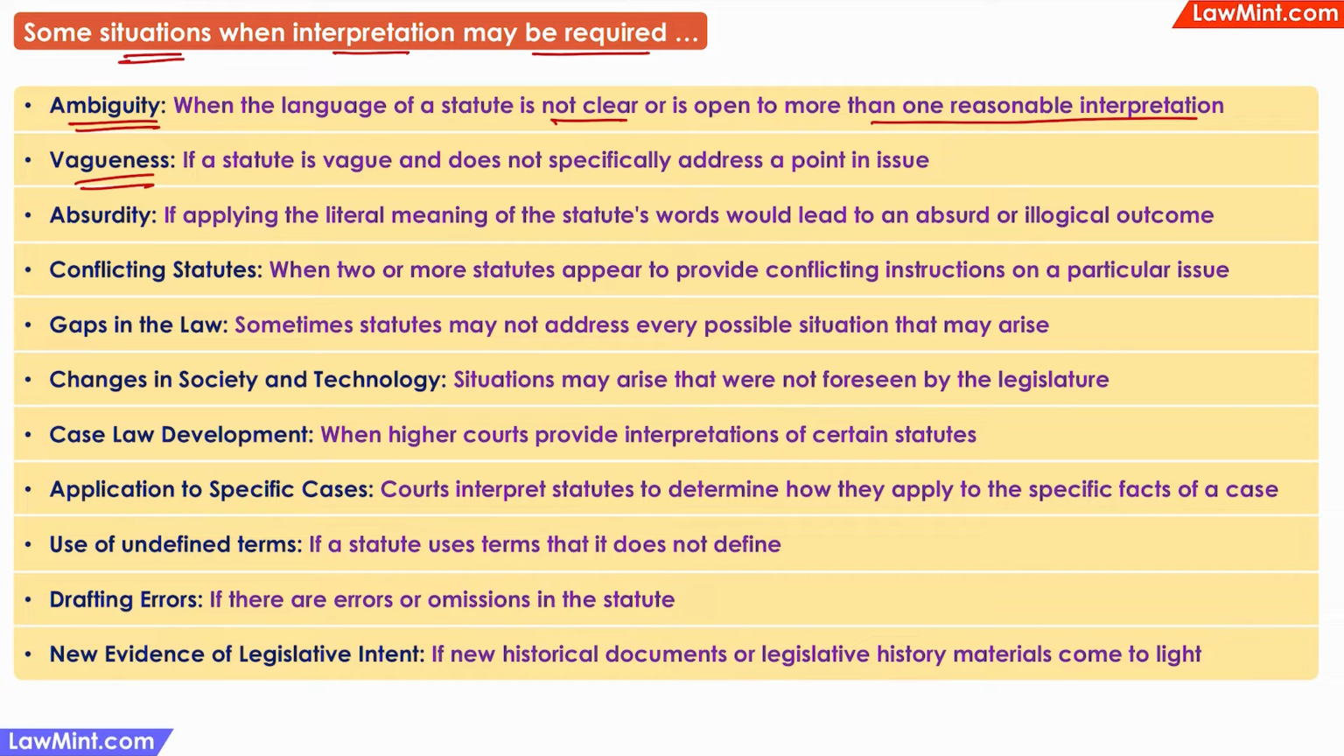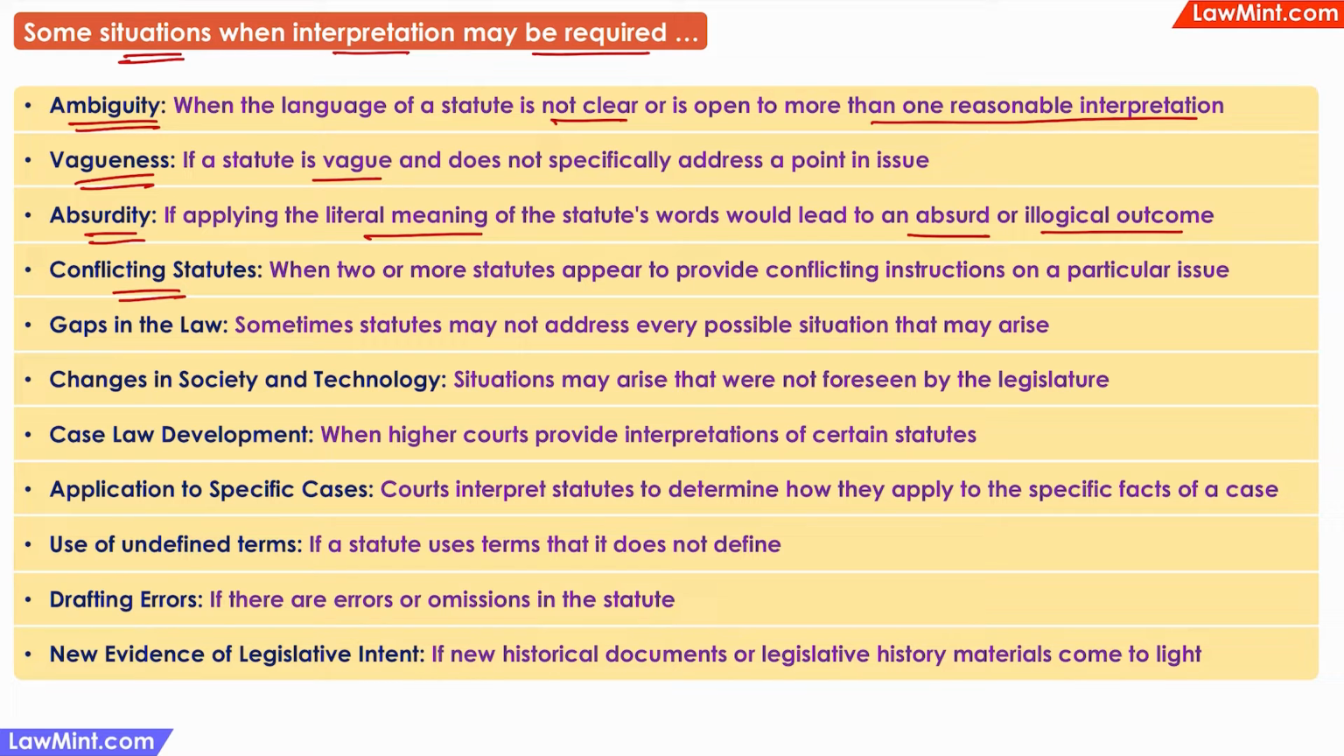Vagueness. That is, if a statute is vague and does not specifically address a point in issue, then interpretation is necessary to apply the statute to specific situations. If the literal meaning results in absurdity, that is, if applying the literal meaning of the statute's words would lead to an absurd or illogical outcome, then that is unlikely to be the legislature's intent.